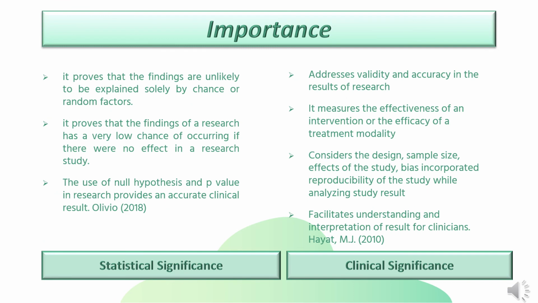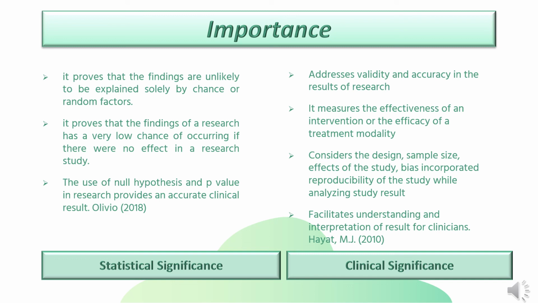Statistical significance and clinical significance. How are they individually important when looking at research? I'll explain. Statistical significance proves that the findings are unlikely to be explained solely by chance or random factors. Statistical significance proves that the findings of a research have a very low chance of occurring if there were no effects in a research study.